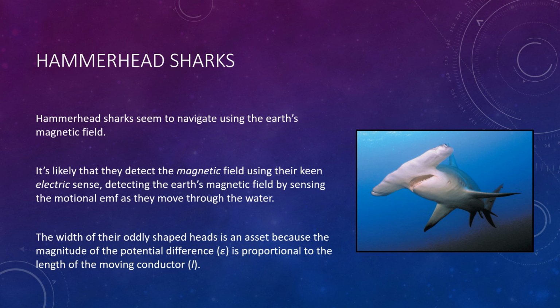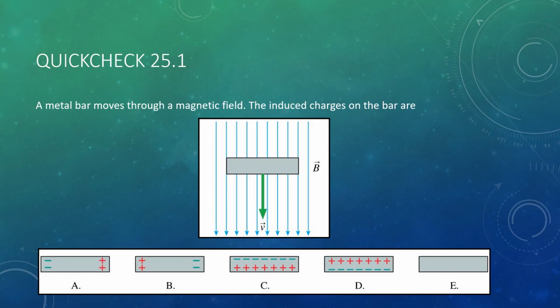So let's conclude this lecture with some quick checks and then an example. Get ready for some more right-hand rule applications. This quick check says a metal bar moves through a magnetic field. The induced charges on the bar are given by what? So think of your right-hand rules, how charges would be separated. Which of these options below is the correct response?